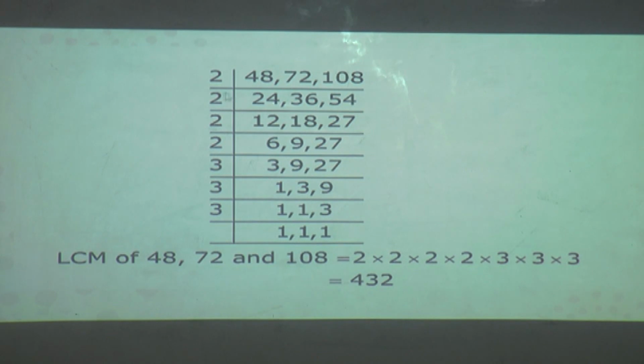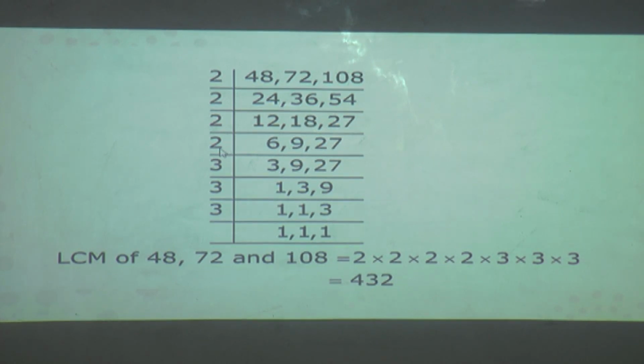Next number 54. 2 2s are 4. 5 minus 4 is 1. 1 and 4 becomes 14. 2 7s are 14. Okay. So 2 6s are 12. We have 12, 18 and 27 now. Let us divide it again by 2. 2 6s are 12. 2 9s are 18. 27 is not divisible. Let us keep it as it is.